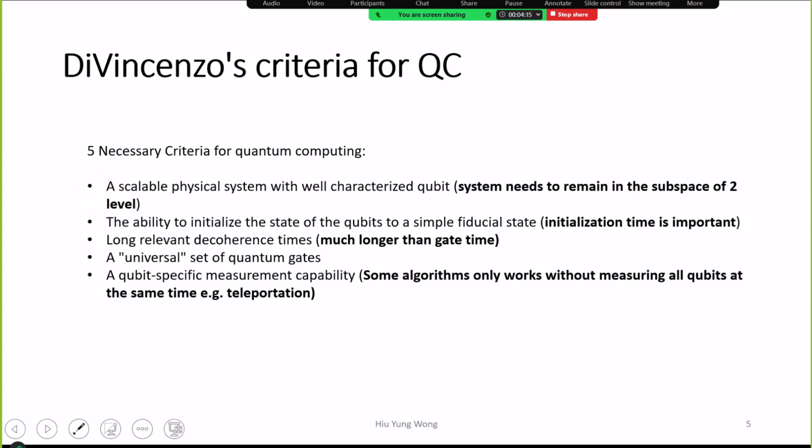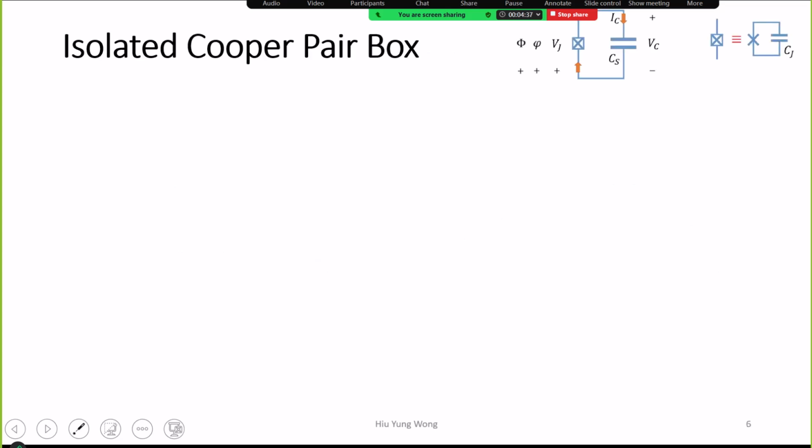So now we are going to look at this. And then later we'll look at the qubit control, 1 qubit, 2 qubit gate, and to see that you have a universal set of quantum gates. Regarding the coherence time, we assume it is good enough. We won't spend too much time on this. Okay? So let's look at this.